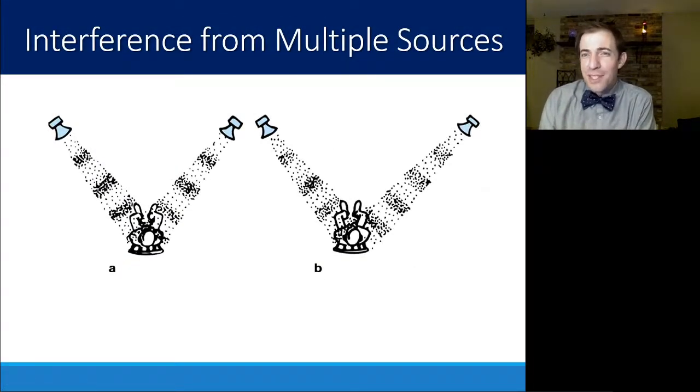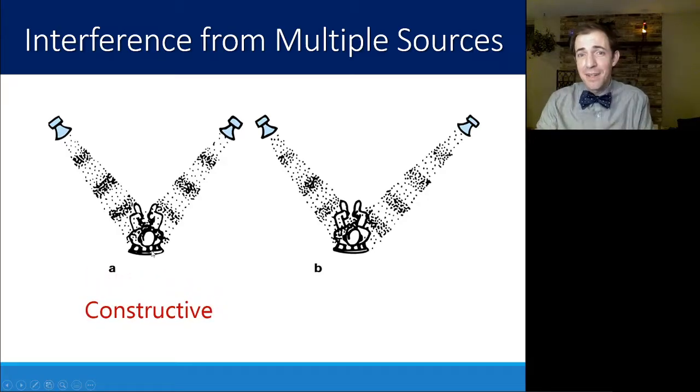So if you have more than one source, you can actually have these multiple sources interfere. If you are sitting perfectly apart from 2 speakers, the same distance from each, and you experience the compressions at the same time, the rarefactions at the same time, or crest and trough at the same time, those amplify each other, so you're experiencing constructive interference.